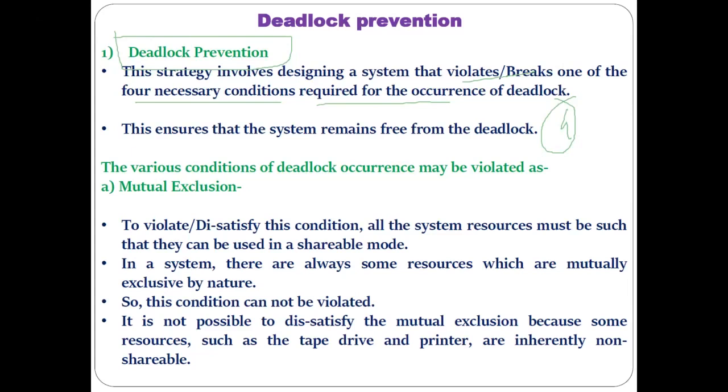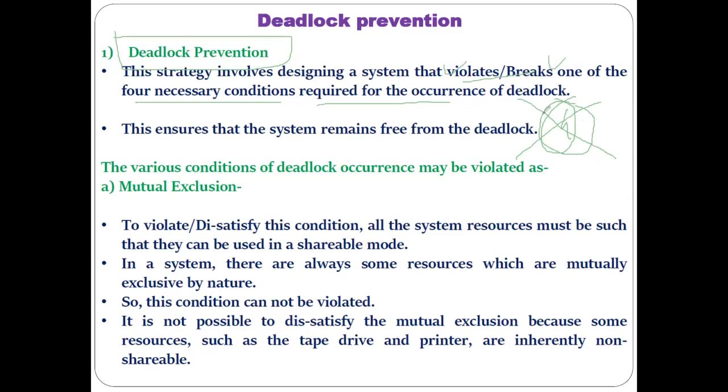Now, if you want your system not to go into deadlock, then what can be done? What is the solution for that? To get the solution, you must know because of what the deadlock occurs. Deadlock occurs because of those four conditions. So if you want to prevent the deadlock, you have to concentrate on how these four conditions should not get satisfied. Means we have to violate or break one of these four conditions.